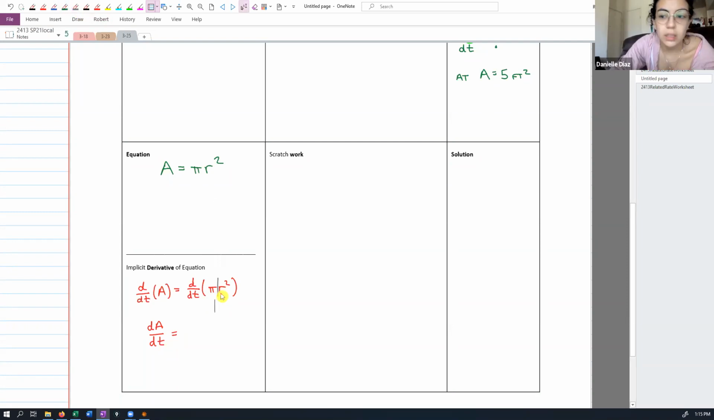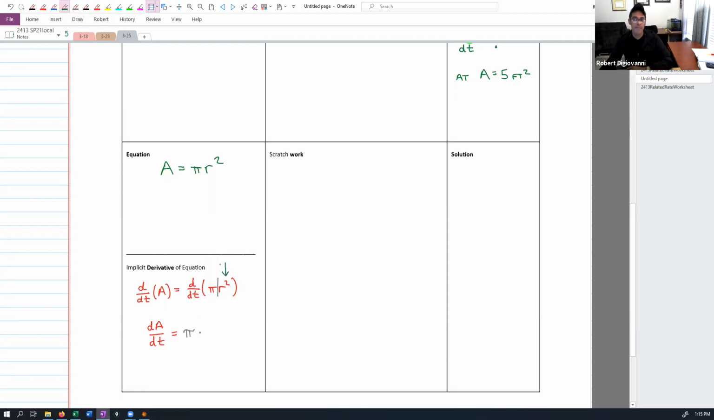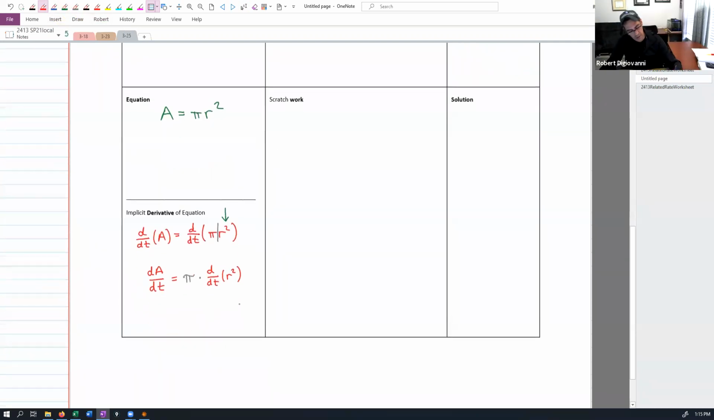That's right. We do not need product rule because pi is a constant, which means that my answer is going to be pi. Pi comes for the ride, times, now you have to take the derivative of the r squared. And you have to be careful because you're doing it with respect to t. So we're taking the derivative with respect to t of r squared here. Let's go ahead and do that. Pi, let's see, derivative of r squared with respect to t.